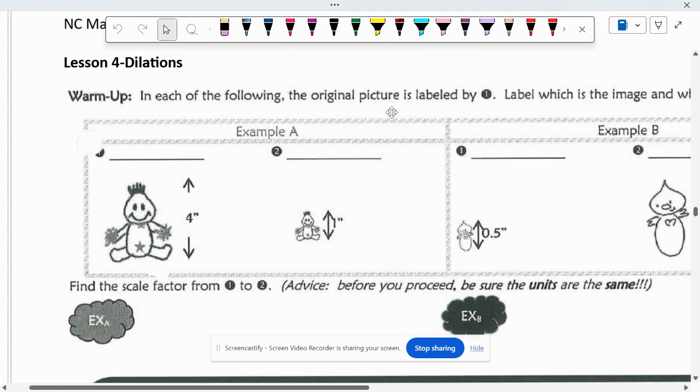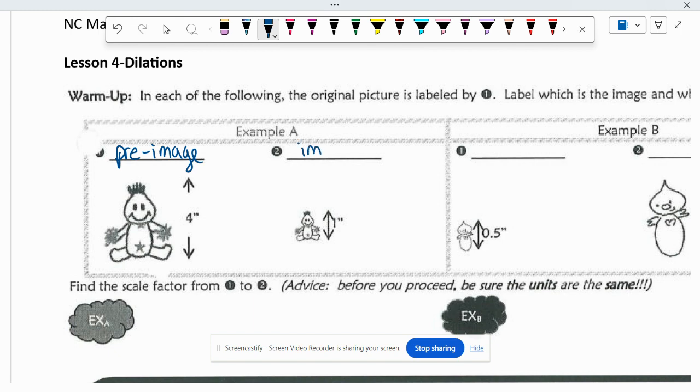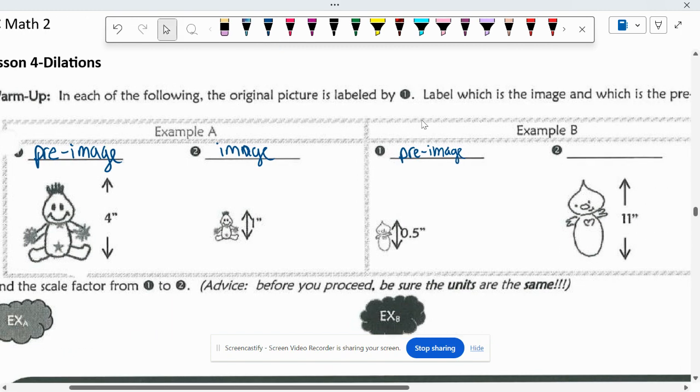So the first thing that I would do is find the number 1 of each item and label it pre-image. And remember, pre-image means original. So this is my pre-image, which means this is the image, the new shape. This is my pre-image. And the new shape is the image. Okay, so that's just your vocabulary from the beginning.